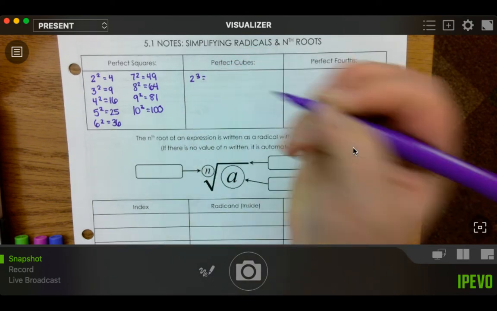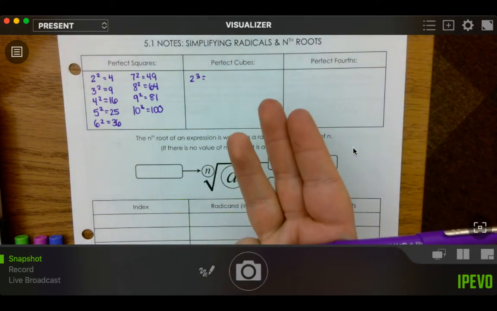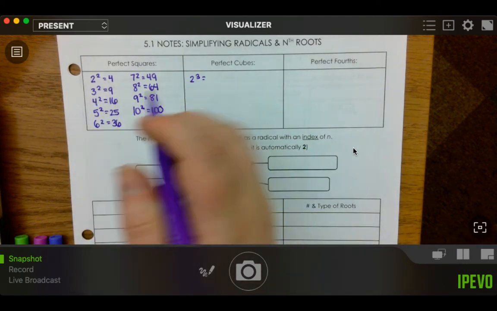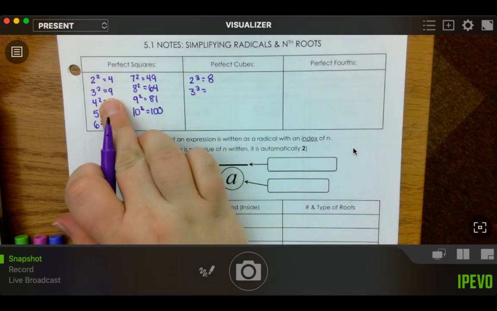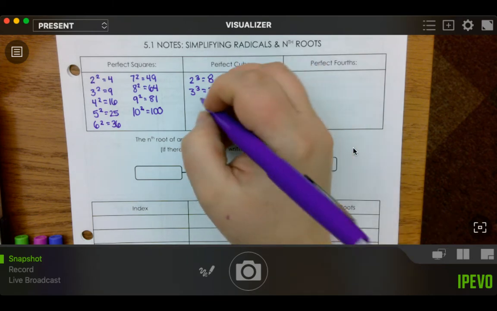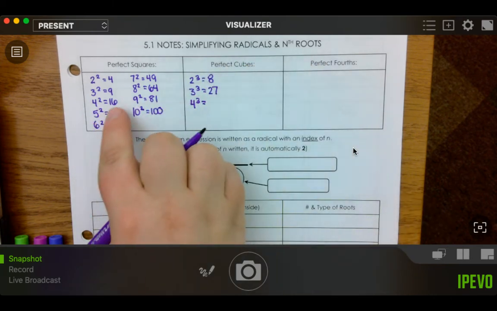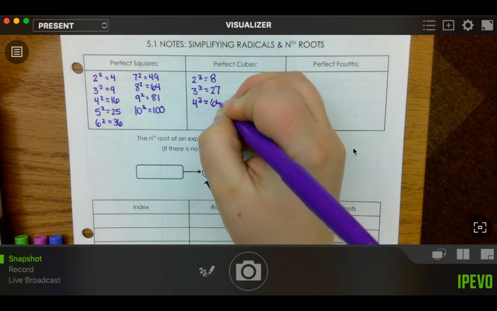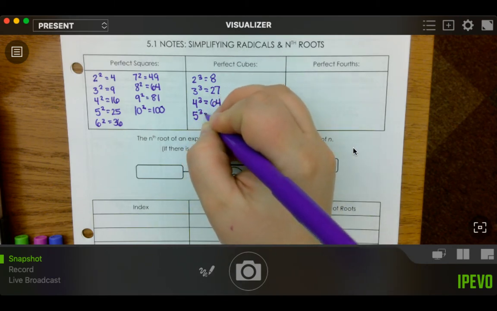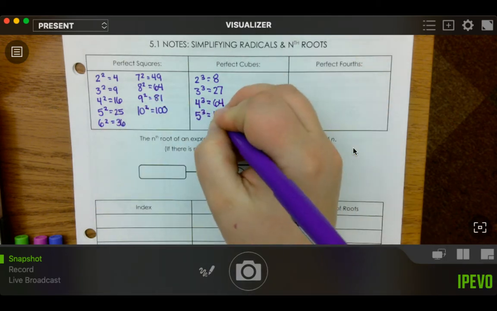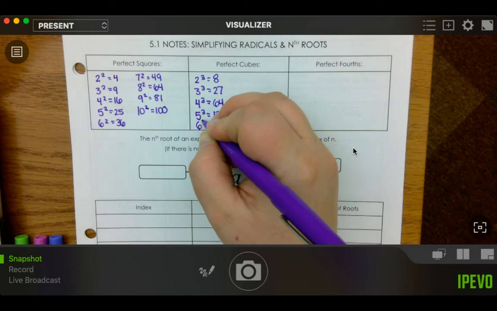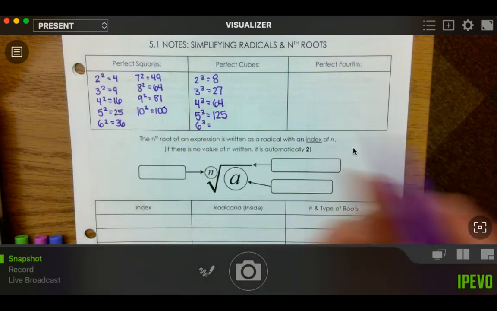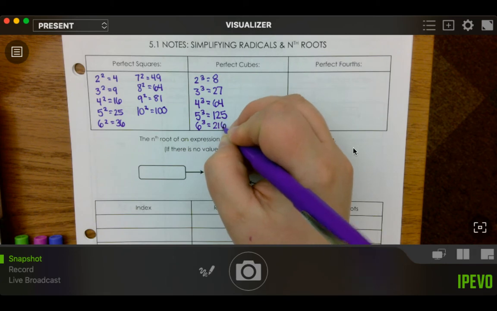So 2 cubed is 2 times 2 times 2 again. So basically 2 squared times 2 again is 8. 3 cubed is 3 squared, 9 times 3 again, 27. 4 cubed is 16 times 4 again, 64. 5 cubed is 25 times 5. 5 quarters will be $1.25 or 125 cents. 6 cubed, this one gets a little bit trickier, will be 36 times 6, which is 216.